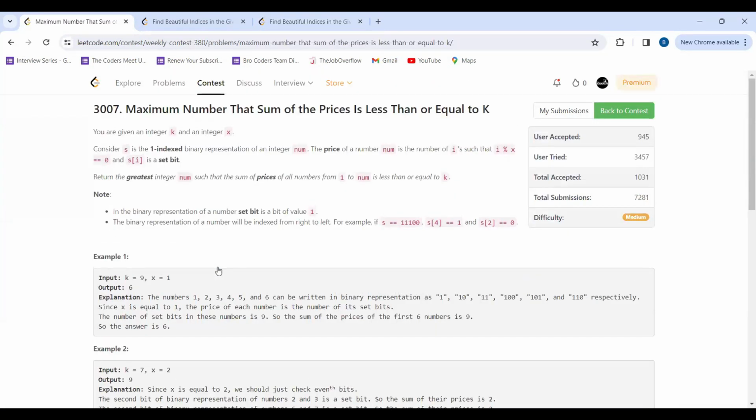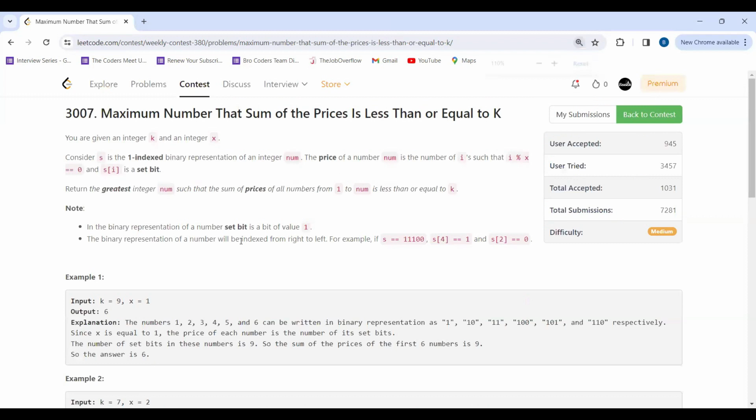Now let's come to this problem. Maximum number such that the sum of the prices is less than or equal to k. Okay, so this is the problem name. Let's read the problem statement. Is the screen visible?